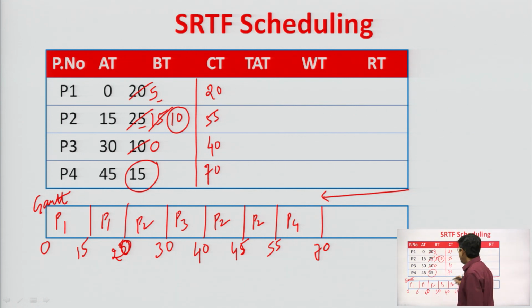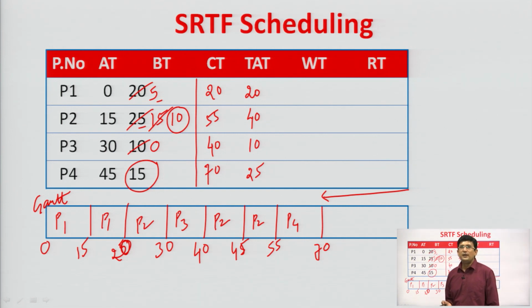Let us calculate the turnaround time, that will be the difference of the completion time with the arrival time. So, the turnaround time for P1 process will be 20 minus 0, 20. For P2 it will be 55 minus 15, that is 40. For P3 it will be 40 minus 30, that is 10. For P4 it will be 70 minus 45, it means 25.